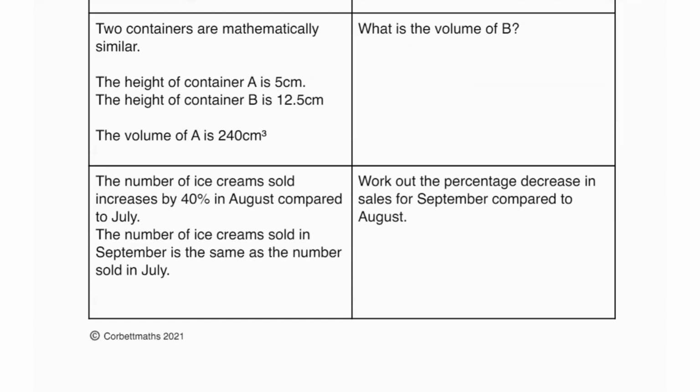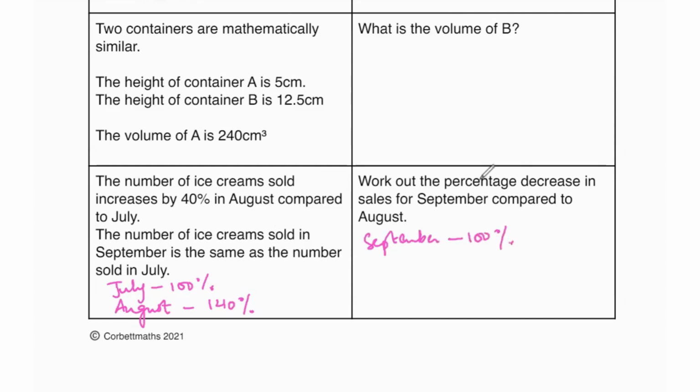Next question says that the number of ice creams sold increases by 40% in August compared to July. The number of ice creams sold in September is the same as the number sold in July. Work out the percentage decrease in sales for September compared to August. Number of ice creams sold in July, let's assume that to be 100%. So that 100% is increased by 40% in August. So that's going to be 140% over here. So the number of ice creams sold in September is the same as the number sold in July. So September is back to 100%.